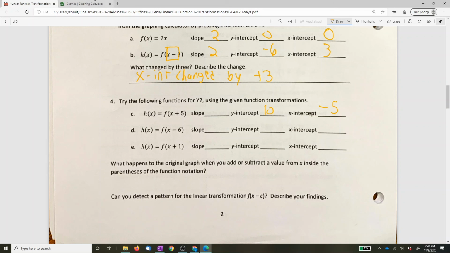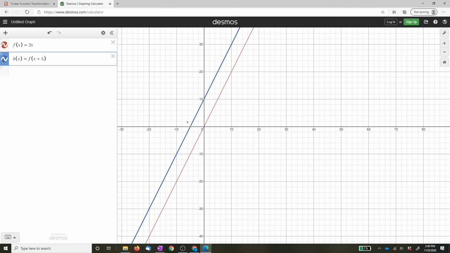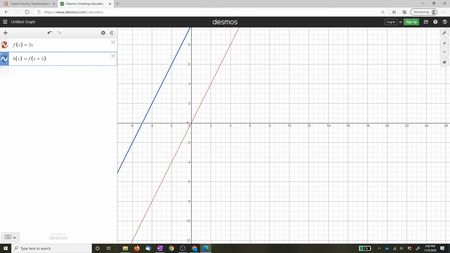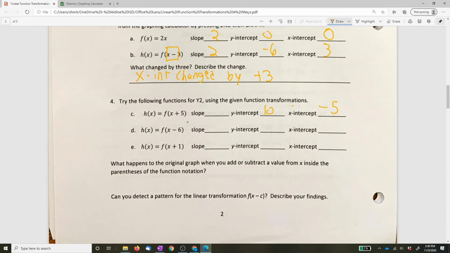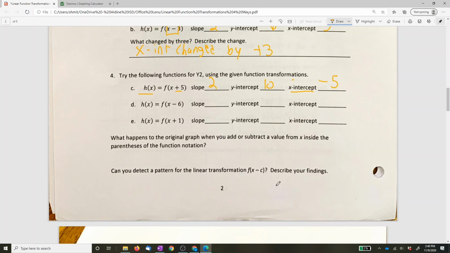Let's take a look at the two graphs and see if the slope changed. Zoom out, zoom out, zoom out. They still look parallel to me. So since the two lines are parallel, whatever the original slope is, the new slope is the same thing. H of x is going to have the same slope as f of x. And just to point it out, here's the plus 5, and look at where it showed up. It showed up in the x-intercept. Go ahead and do the next ones, letters D and E, and see what you come up with. Come up with a prediction to put down here.